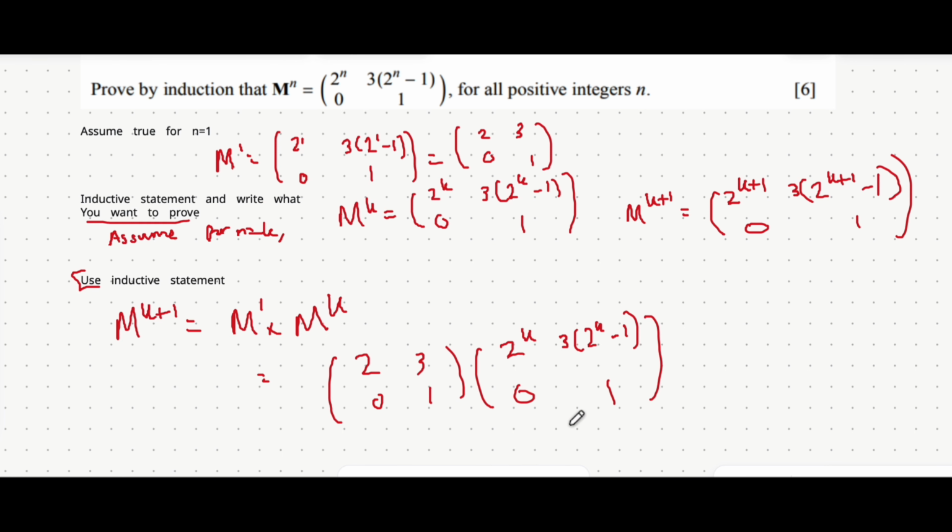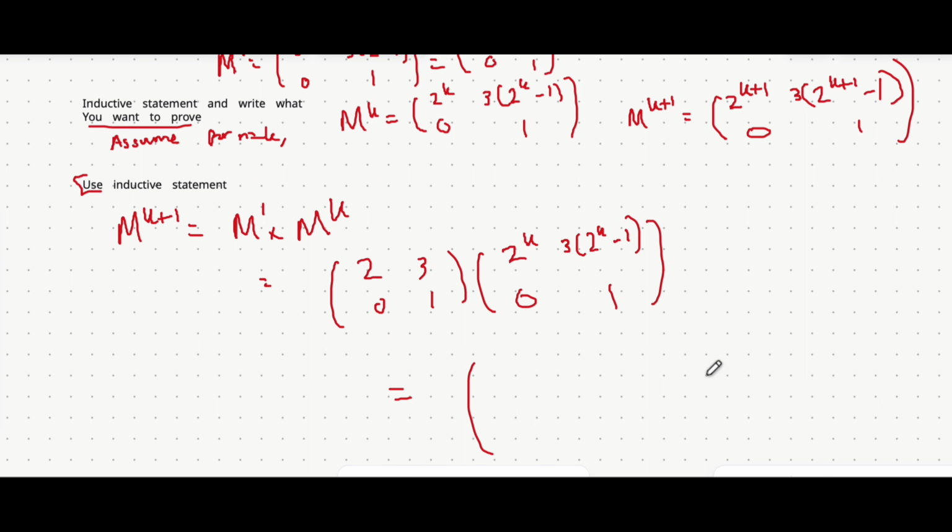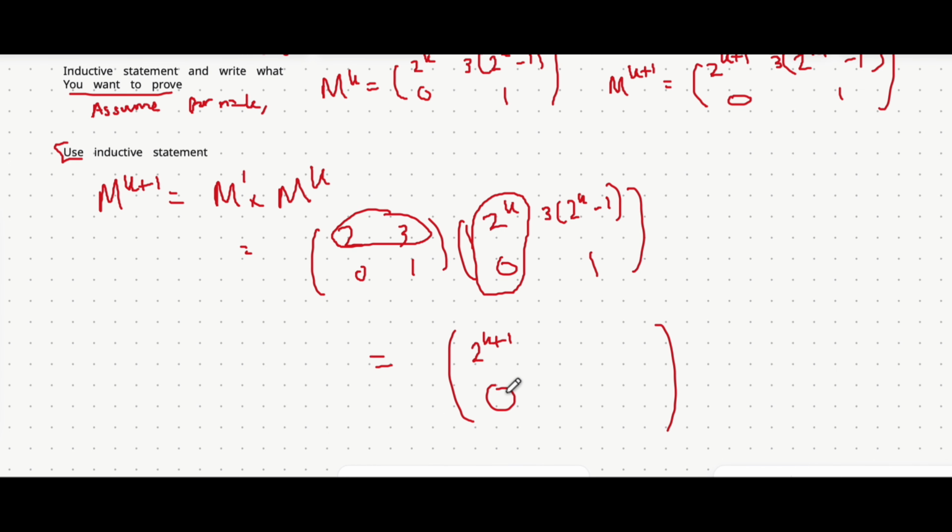and then 0, 1. Focusing on multiplying these together, I'm assuming you know how to multiply matrices. If you're not sure, I will make a video about it very soon. But to get to that first term, 2 times 2 to the power of k is, well, 2 to the power of k plus 1. Plus 3 times 0 is just plus 0, so that'll just be 2 to the k plus 1. This next term here is, well, 0 times 2 to the k is 0. 1 times 0 is 0, so that adds to 0.